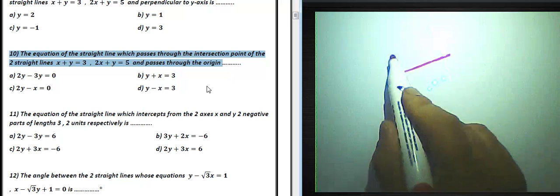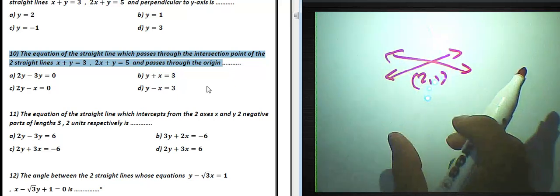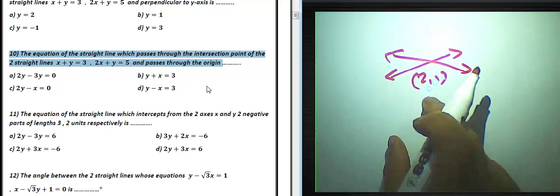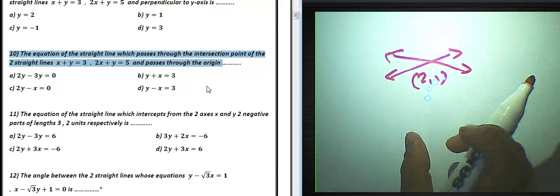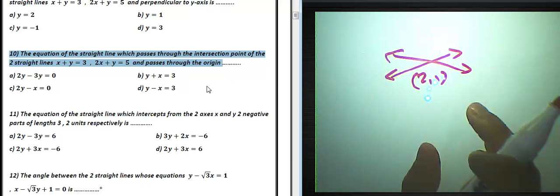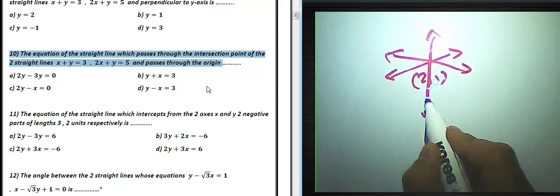The equation of the straight line which passes through the intersection point of the two straight lines and passes through the origin point. He asked about the equation of the straight line which passes through the intersection point of the two straight lines. We get the point 2 and 1. You remember that? I solved this two minutes ago. The intersection of the two straight lines will be 2 and 1, because questions 8, 9 and 10 give us the same equations. The intersection of them equals 2 and 1, okay? He wants to find the equation of the straight line which passes through the point 2 and 1 and the origin point 0 and 0. You can find the equation by writing the rule.